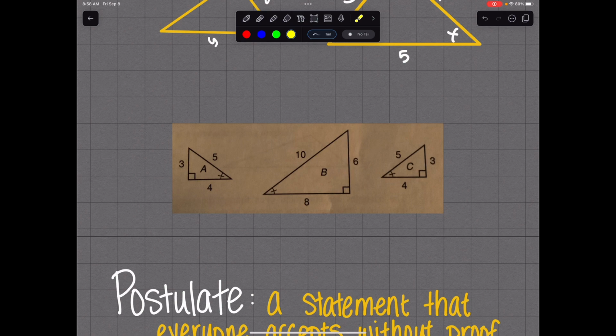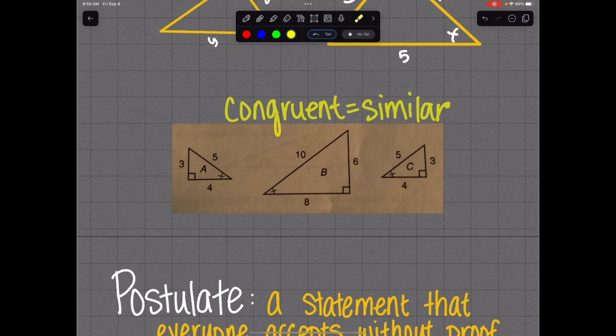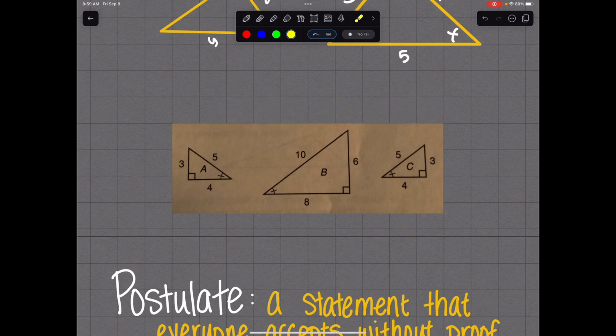Okay, congruent triangles, they point out that congruent triangles are actually similar triangles also. It just means that the scale factor is 1. So if you're shrinking or growing this to this, what's the scale factor? It's just 1. I mean, that's silly. It's kind of stating the obvious.